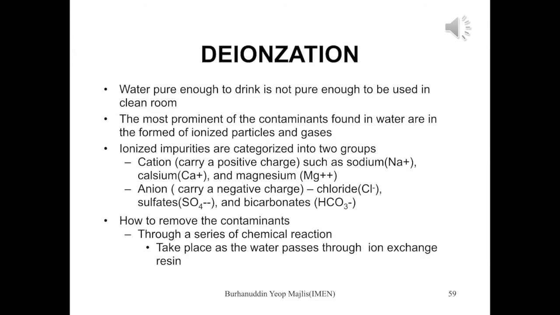Ionized impurities are categorized into two groups. One we call cations, which carry a positive charge, such as sodium, calcium, and magnesium. And anions, which carry a negative charge, such as chloride, sulfide, and bicarbonate. So how do we remove the contaminants? We can remove the contaminants through a series of chemical reactions. This takes place as the water passes through the ion exchange resin.